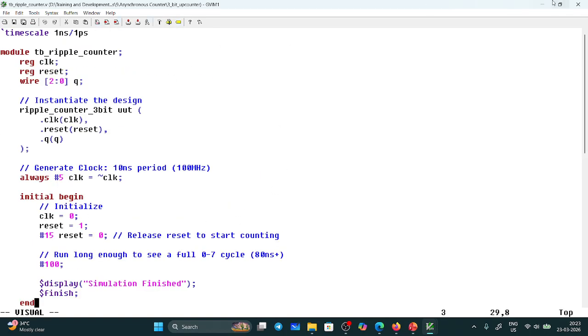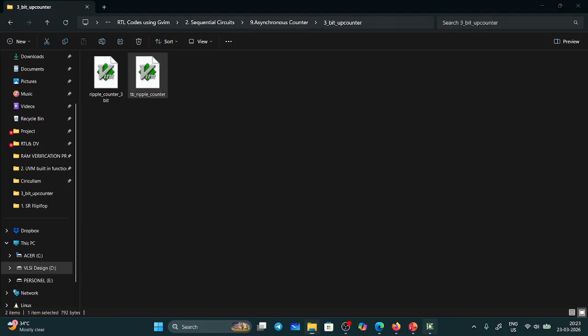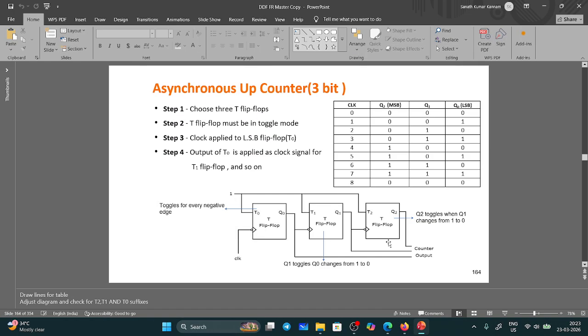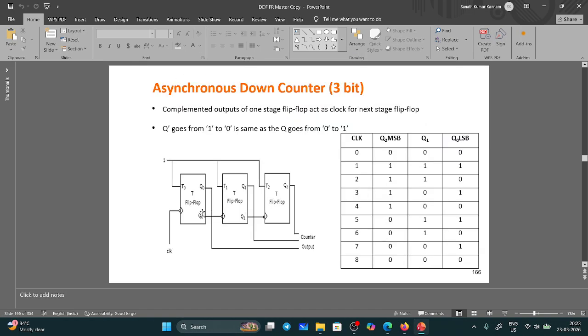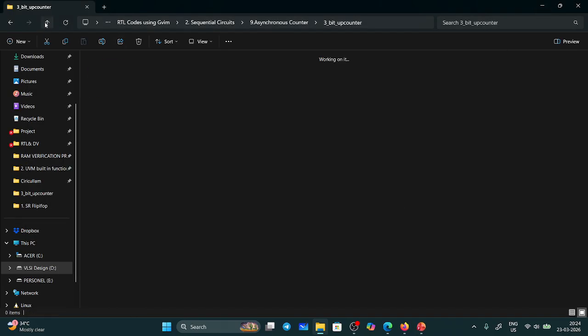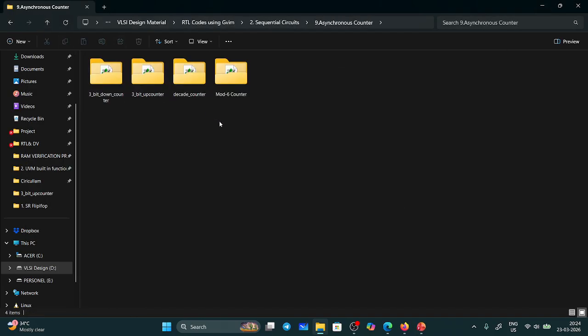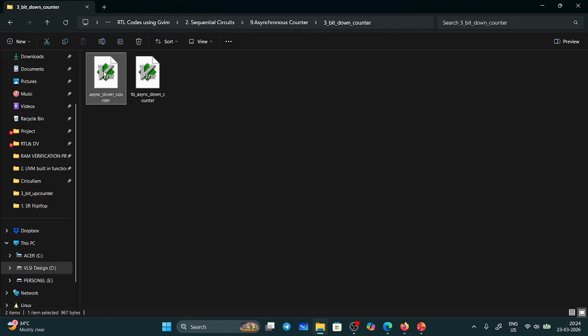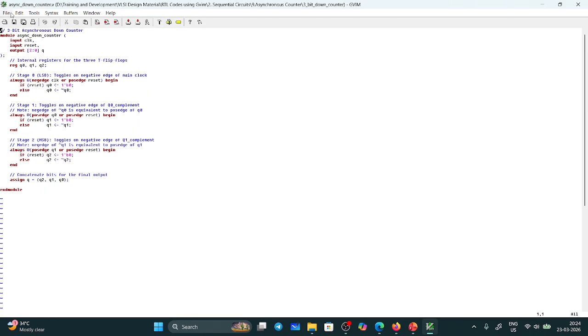Is it fine? So this is the up counter. And coming to the down counter, what is the difference? In the down counter, Q naught dash is acting as a clock for the next flip flop. So I wrote the down counter also. So this is the asynchronous down counter.